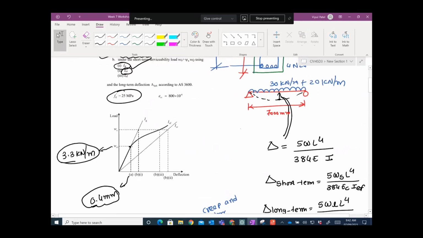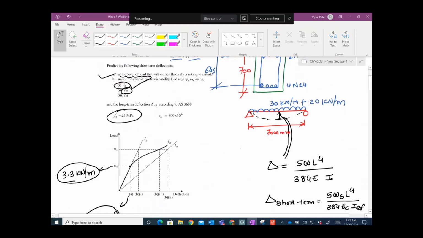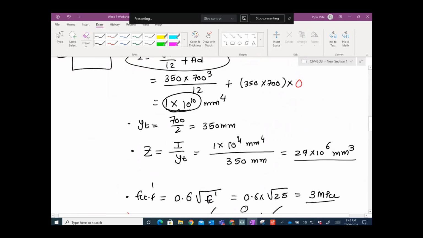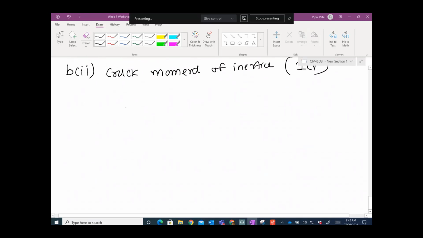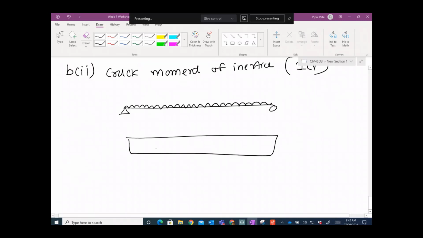Now we are here. Did I draw the diagram? No, I did not draw the diagram. So probably I can draw it up again. It's basically saying that you have this beam. Now you are loading your beam more than the crack load, so your beam is going to crack. Your beam will have this crack.